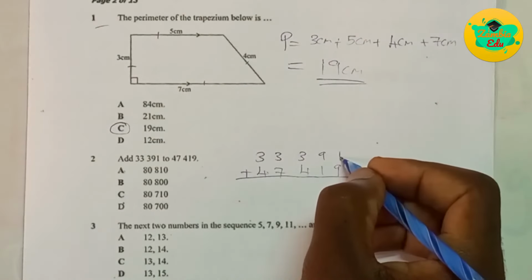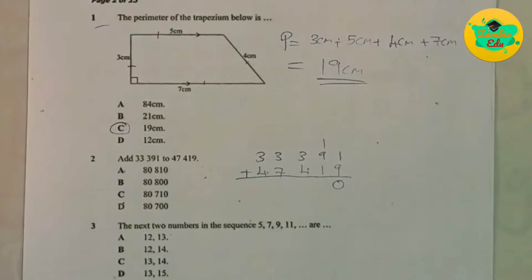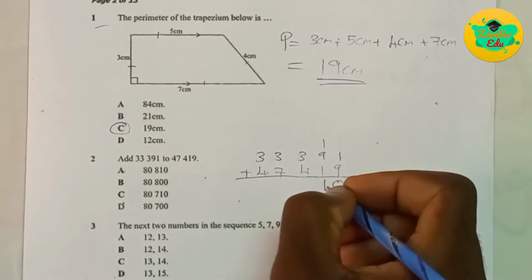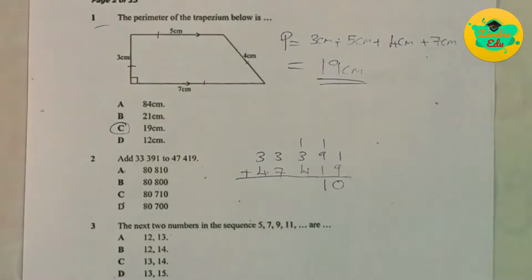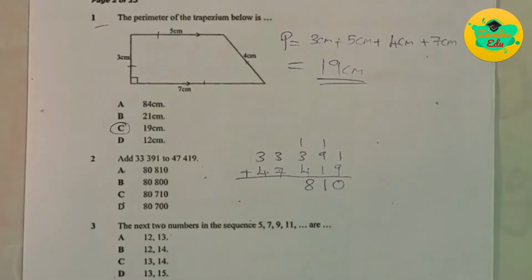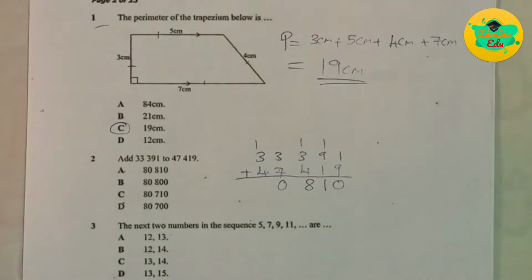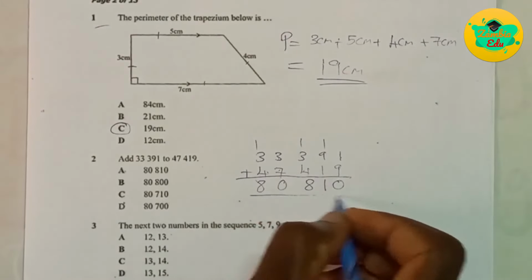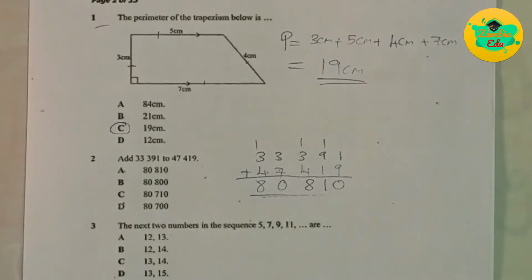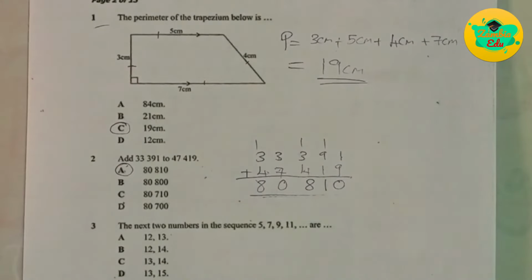So we begin our addition. 9 plus 1, that's a 10, so 0, carry 1. 1 plus 9 is 10, plus the remainder 1 is 11, so 1, carry another one. 3 plus 4 is 7, plus the remainder 1, we get 8. 3 plus 7 is 10. So we write 0 and we carry 1. 3 plus 4 is 7, plus the remainder 1 is 8. And so that becomes our answer. 80,810 is our answer, and we see it represented on option A. We go to our third question.